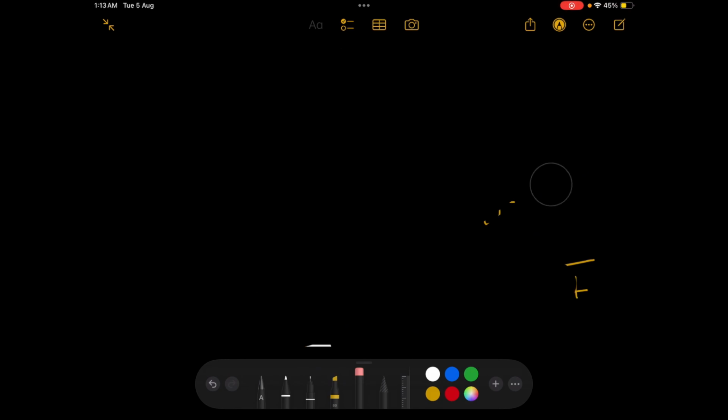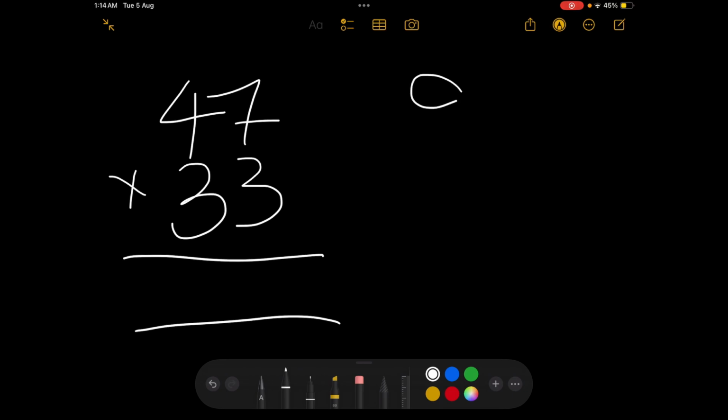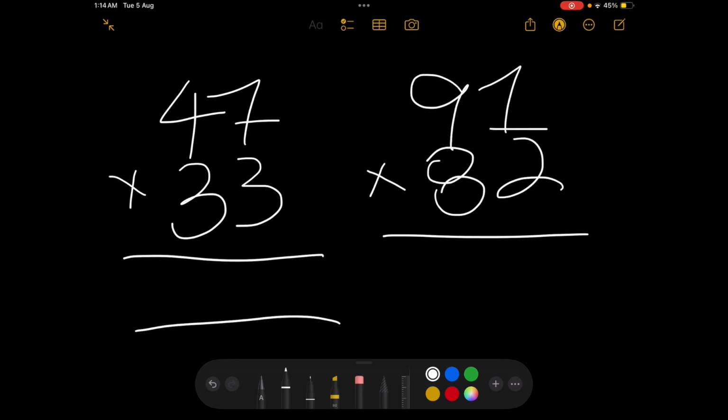Here are a few, if you want to do it on your own. Let's say 47 times 33, figure that one out, and we'll go 91 times 82. If you guys want to put the answers to those ones in the comments, try to not use the calculator, don't cheat.